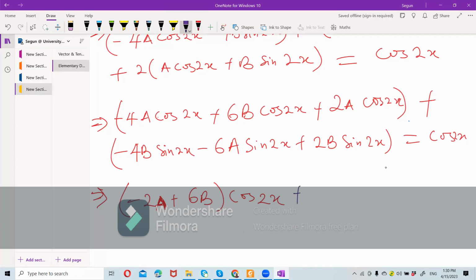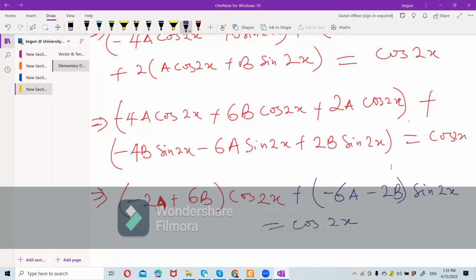Okay, now you do the same thing here. Minus 4b plus 2b is minus 2b. Or let's start with a so that you know. Minus 6a minus 2b sine 2x. Everything still equals cos 2x. Any question? No, sir.